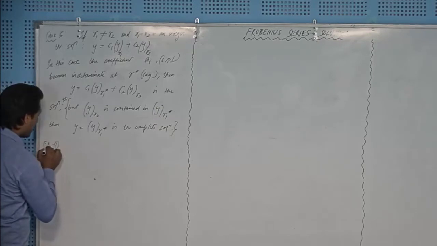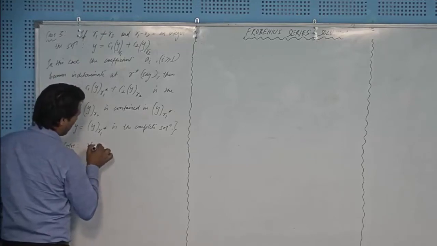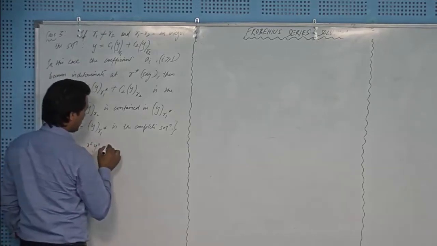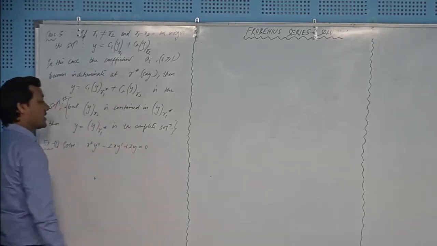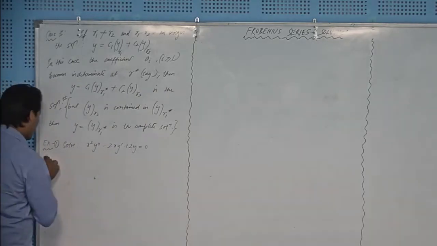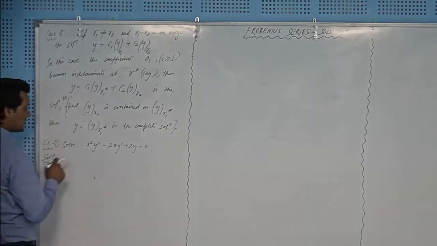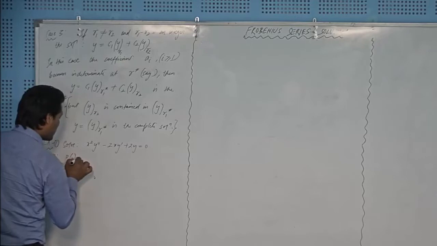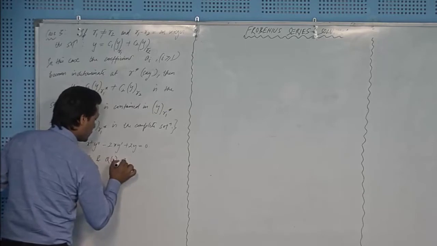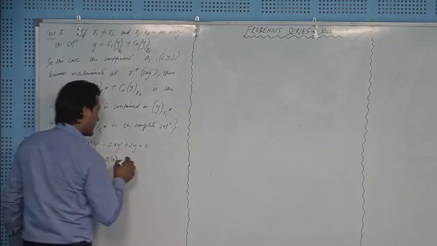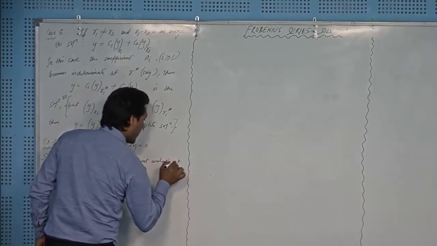Example number 1. Solve the differential equation x squared y double dash minus 2xy dash plus 2y equal to 0, about the point x equal to 0. First I have to check that for this differential equation, the value of p(x) is minus 2 over x and q(x) is 2 over x squared, which are not analytic at x equal to 0.